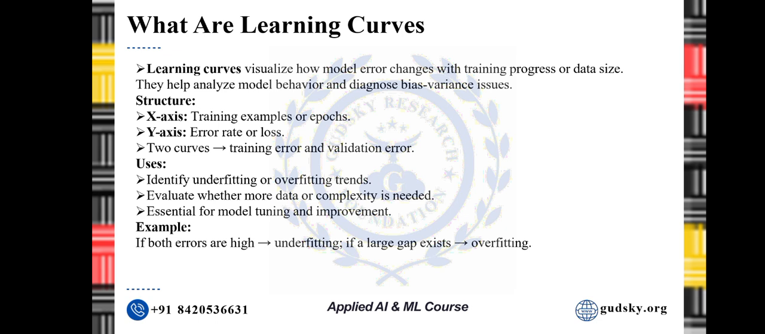Learning curves help us diagnose bias variance issues. For example, if both curves are high, that means underfitting. If there is a large gap between the two, that means overfitting. They also tell us whether more data or more epochs will help improve performance. In short, learning curves are like health checkup reports for your model. They show whether your model is learning too little, too much, or just enough.